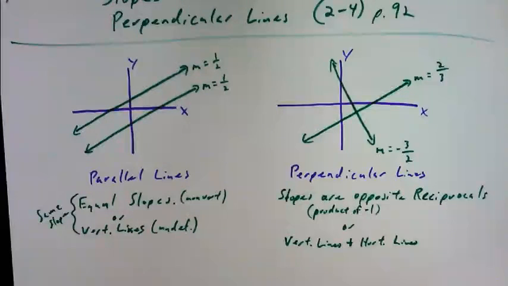Now, if you're given the one with 0 first, would you get the fact that the other one's undefined by trying to find the opposite reciprocal? Yeah, right? Because if you have 0 as your slope, what happens if you flip 0 so that 0 goes on the bottom? Anytime you put 0 on the bottom of a fraction, it's undefined. Right?